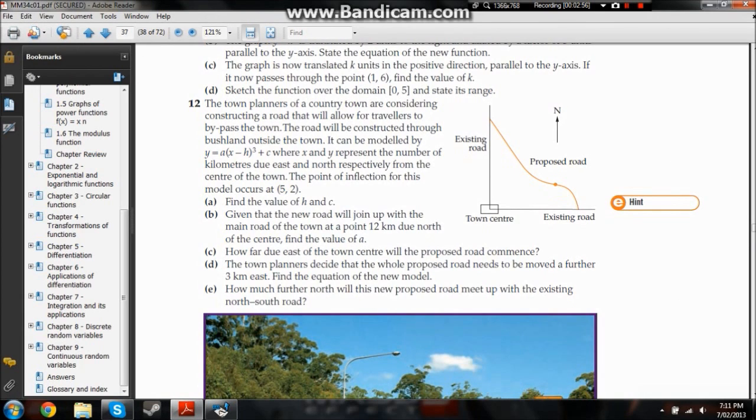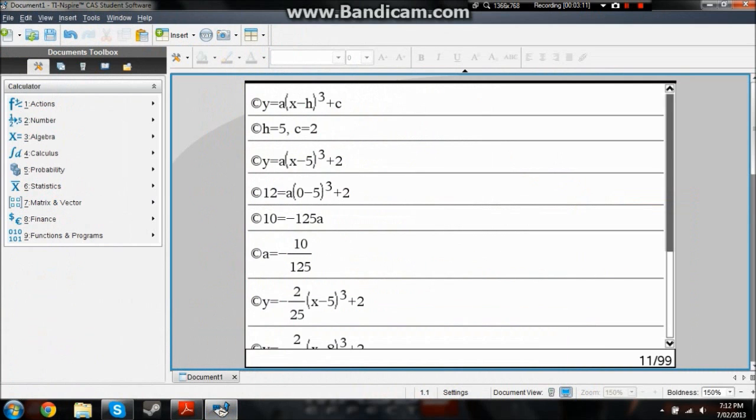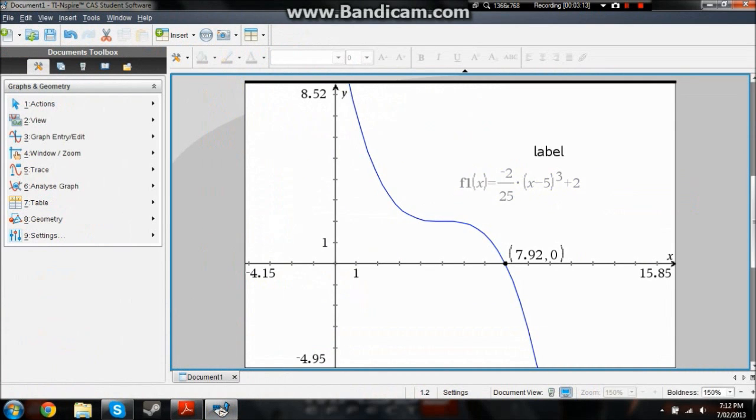How far due east of the town centre will the proposed road commence? So here's the town centre. Due east is running along the x-axis, so it's asking what is the x-intercept of the equation. Now, it doesn't have the no technology thing here, so the quickest way, I think, since we just worked out the equation, is to graph it. So that's what I've done, and I've used graph trace, and it tells you the point is 7.92. So it's 7.92 kilometers east of the town centre.